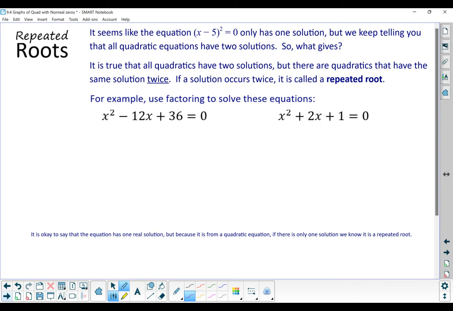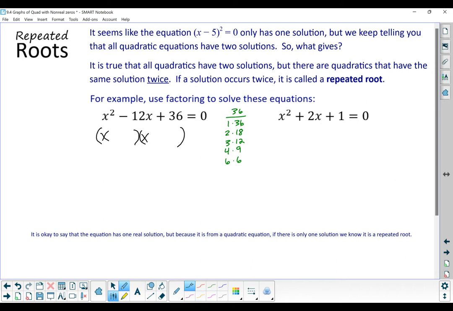For example, let's solve these two equations, and we're just going to use factoring here. You could use the quadratic formula if you weren't finding a factorization that works, but these two are both factorable. If I factor this, I'm focusing on that 36 at the end. We have several ways to get a product of 36: 1 times 36, 2 times 18, 3 times 12, 4 times 9, 6 times 6. So there are 5 different possibilities.